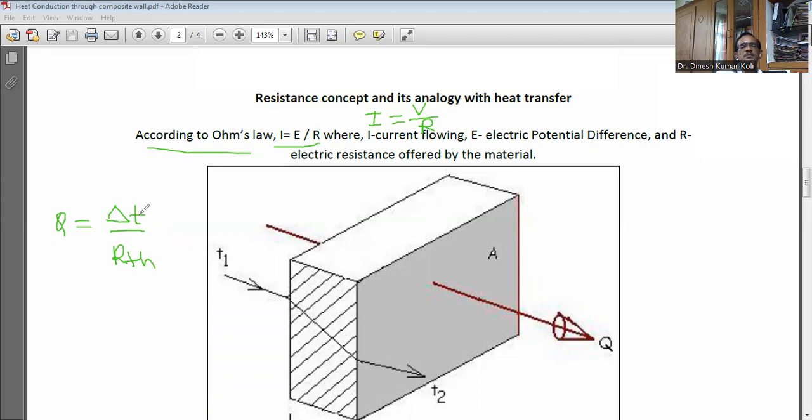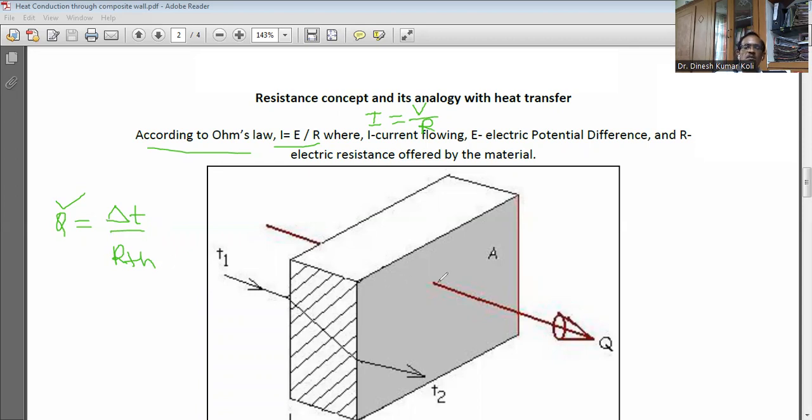This heat flow depends upon the temperature difference. If the temperature difference is larger, there will be more heat transfer. But it is reciprocal to thermal resistance. If the thermal resistance is higher, the heat flow rate will be lesser. If the thermal resistance is lesser, the heat flow rate will be higher.